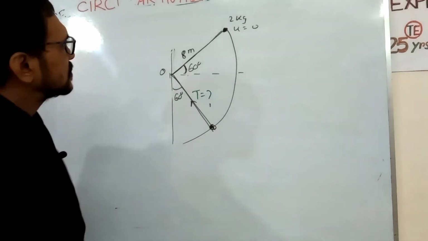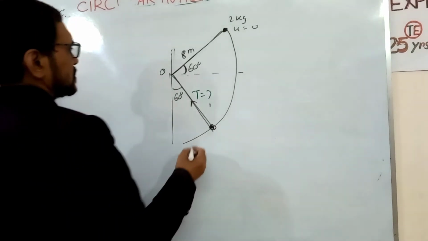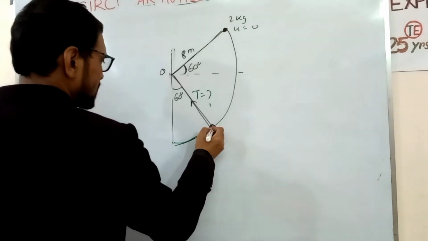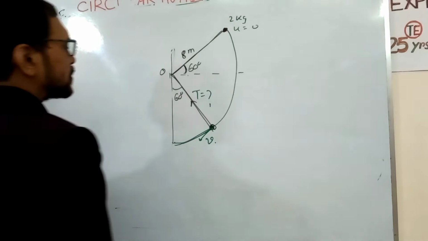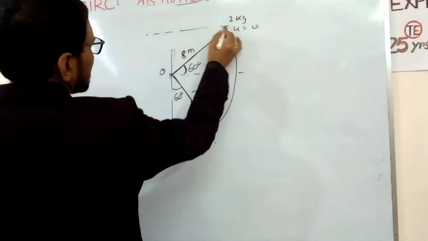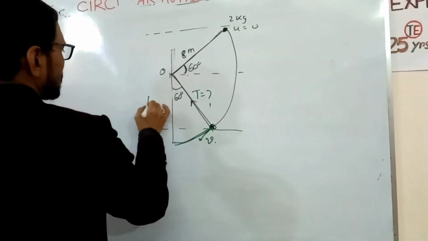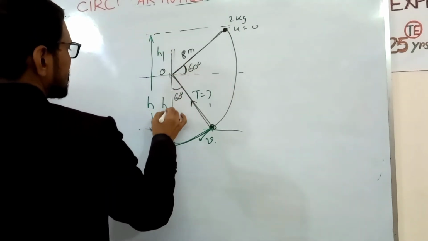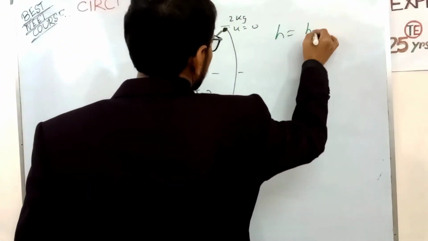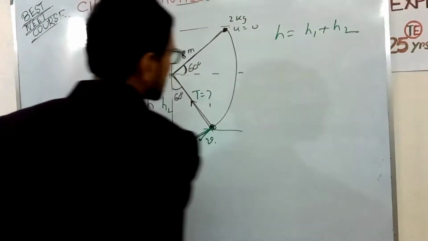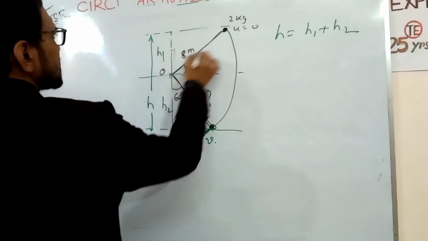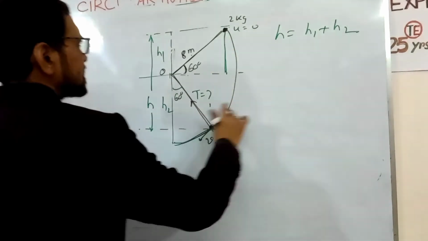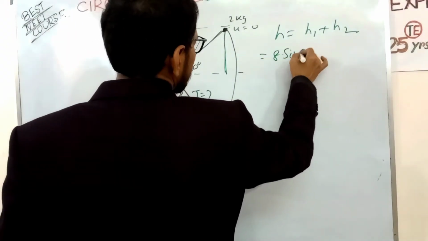So for this diagram, again we first find the velocity at that point. To find the velocity, we have to know the height. This height is made up of h1 and h2. So h equal to height descended, h1 plus h2. Now what is h1? h1 is equal to 8 into sine 60 degree.